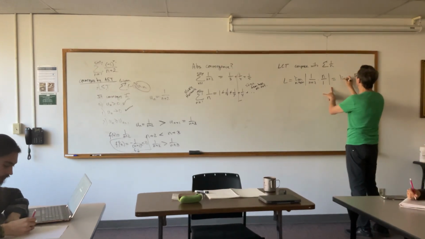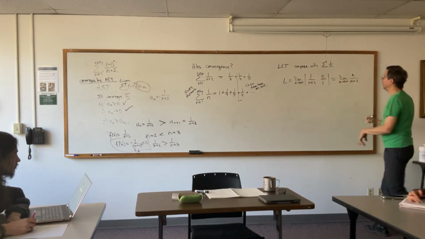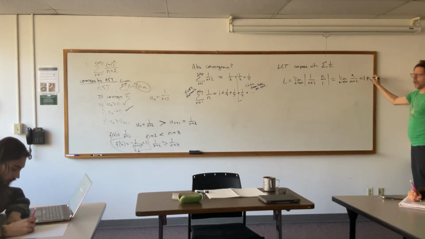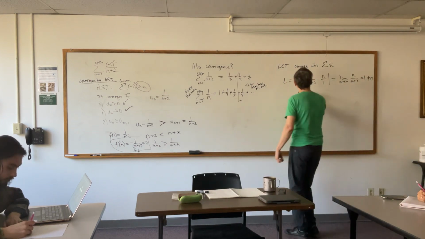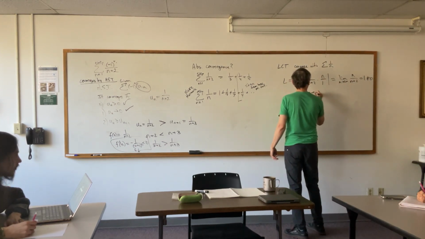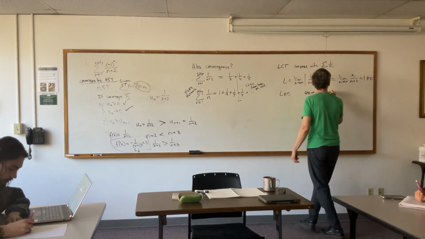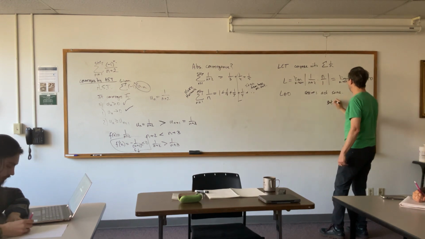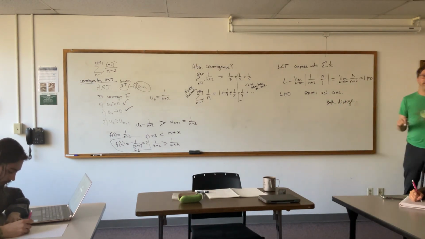You've seen this a bunch. And then what is that limit? 1. Beautiful. And that is not 0. So they act the same. So since L is not 0, the series act the same in terms of convergence. So both diverge. Lots of ways to get at it.